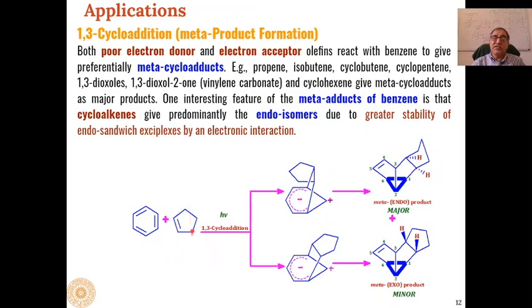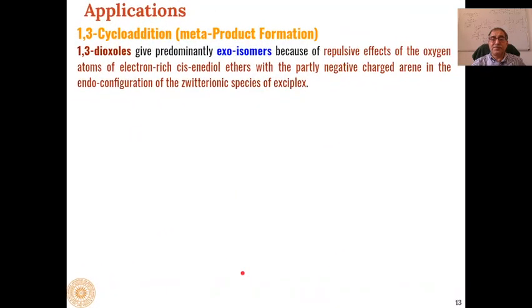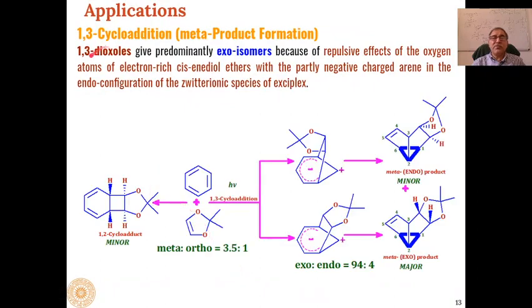But if we change this system, for example, in the case of 1,3-dioxoles, the only difference from the previous example is that here we have two oxygen atoms in place of carbon atoms, and these two hydrogens have been substituted by methyl groups. Now, because the type of substrate involved as the pi system is different, we will see that we can have different types of product in this case.